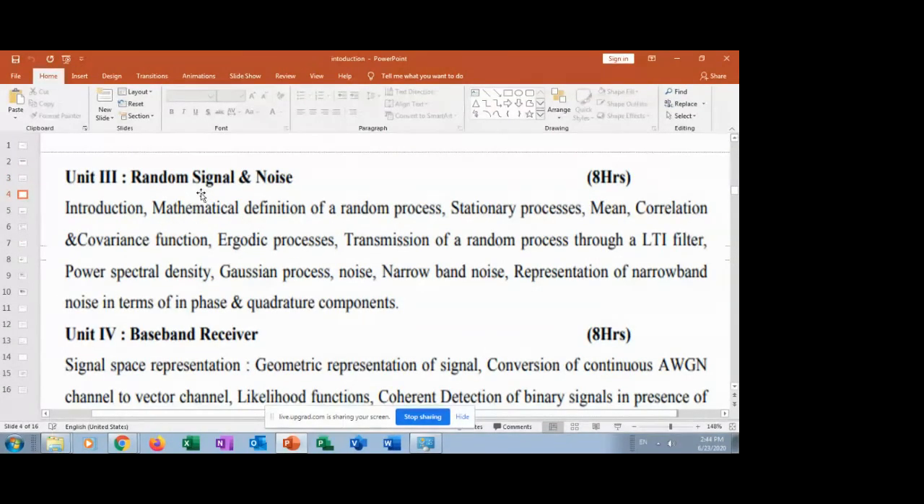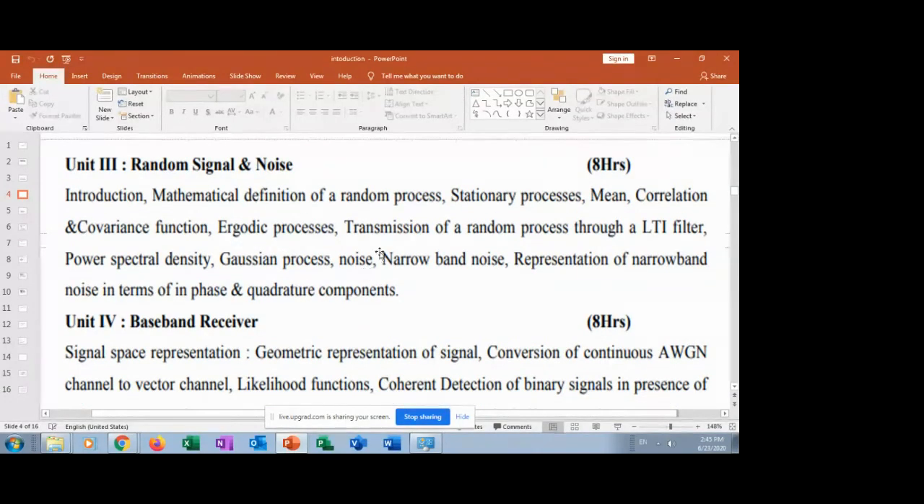Now here, the random signal and noise. It is a completely different unit compared with unit number 1 and unit number 2. The overall points here we will discuss later based on the process. Which process? The random process. As a name here it is random signal and noise, but actually it is a random process. To understand this random process, we should first have knowledge about probability, as we already studied in 12th standard. That type of concept we have to revise to understand this random process.